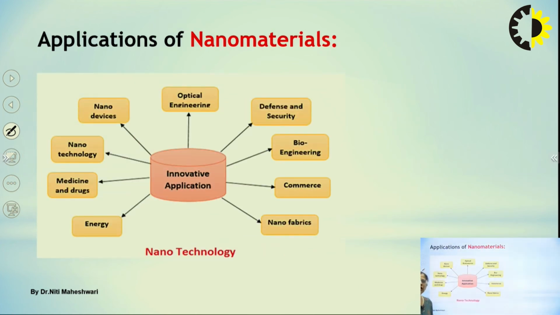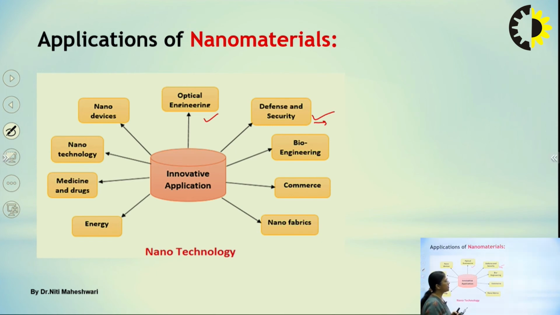Coming to the applications of nanomaterials, there are various applications. These nanomaterials can be used in optical engineering. They can be used in defense and security. The fullerenes, as I've already said, are also impervious. They do not allow laser light to pass through. So fullerene can be used in future warfare.